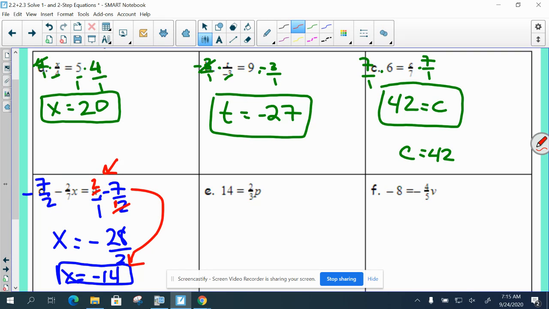Okay, so same for part E. You're multiplying the variable by 2/3. So if we want to get the variable by itself and move 2/3 to the other side, we're going to multiply by the reciprocal, 3/2. Once again, I'm going to put the 14 over 1, and I'm going to go ahead and try to cross reduce because I see that 2 and 4 can cross reduce as 1 and 7. So then the problem is just 3 times 7, which is 21.